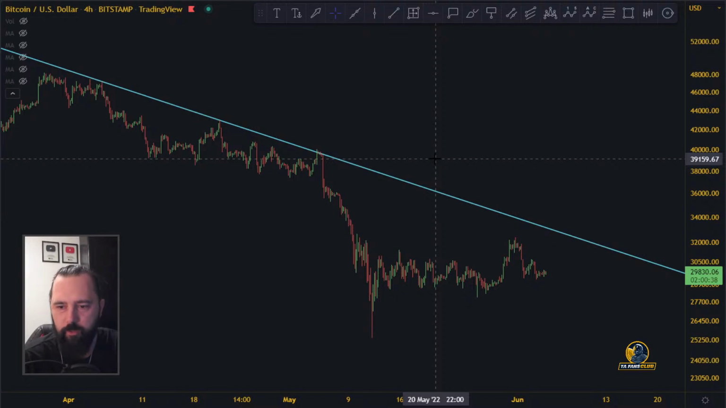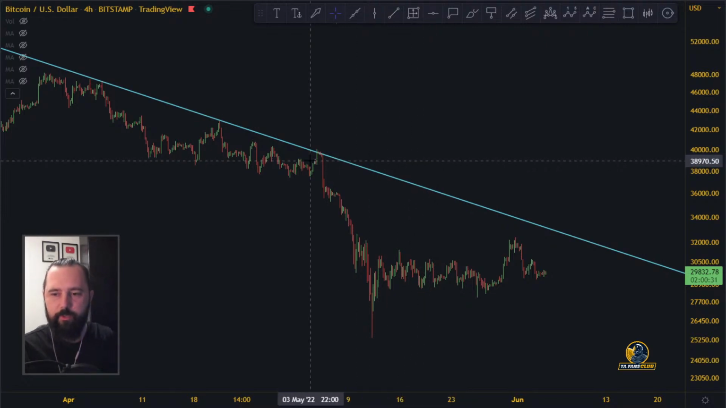Here's what I gotta know. Does everybody on YouTube saying we're in a bear market make a bear market? I don't think so. I think a bear market makes everybody say bear market. I don't think everybody saying it's a bear market makes the bear market. That's what I mean.